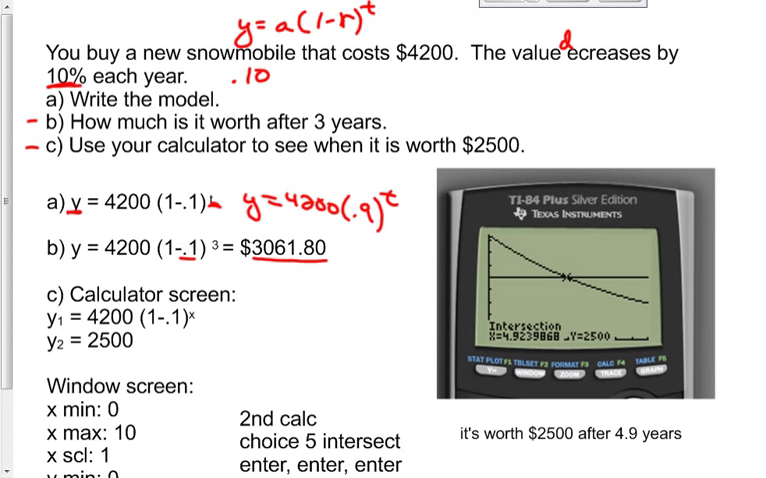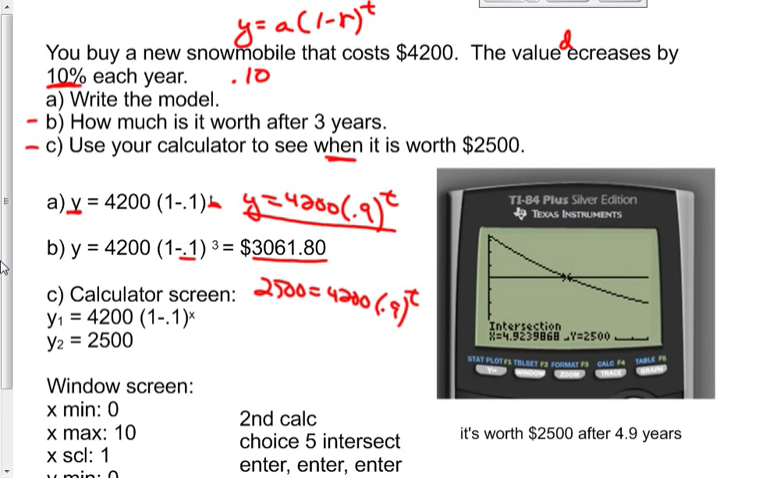So now I'm looking at my original model, which would be this one right here. I want to find out how much time does it take for this to be worth 2,500. So I'm trying to solve this equation: 2,500 equals 4,200 times 0.9 raised to the t. But we don't know how to get t away from being in the power position. That's logarithms, and that's what we do next. So for now, we're going to use our calculator to help us.